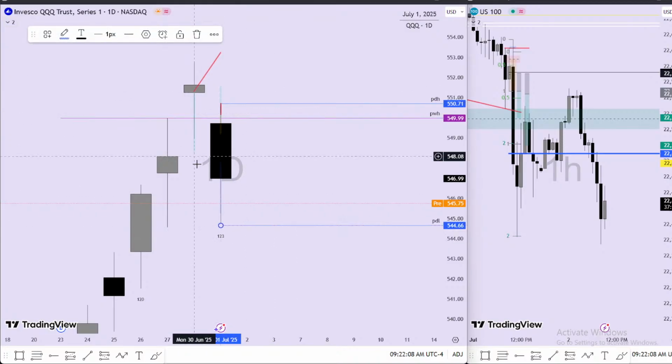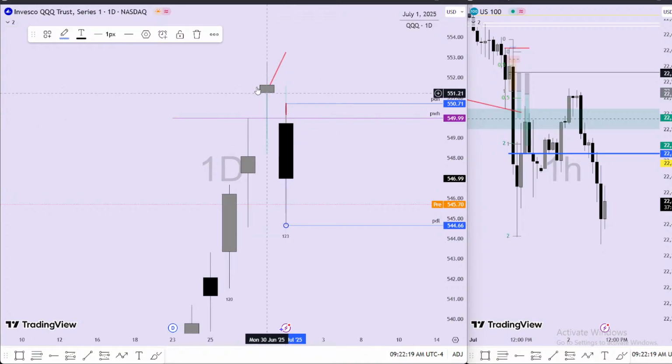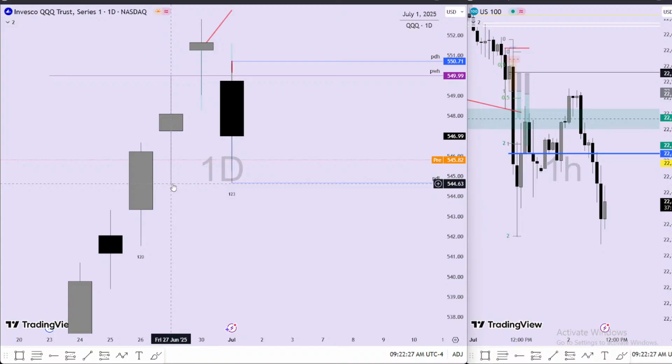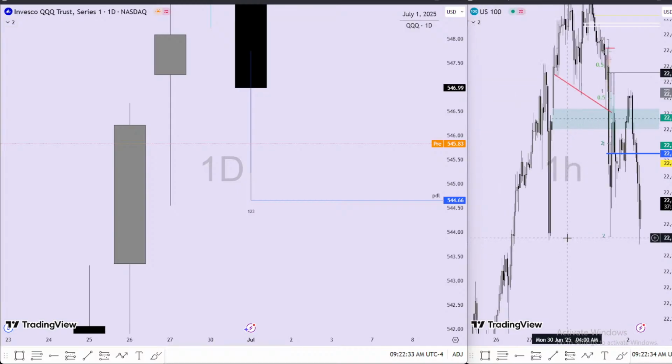Yesterday, we got the closing below the previous week's high. This was the high on the 27th June, Friday. This was Monday, and we got a closing below the previous week low on Monday. Plus, we have a low of Friday still intact. We have tagged the low of Friday.